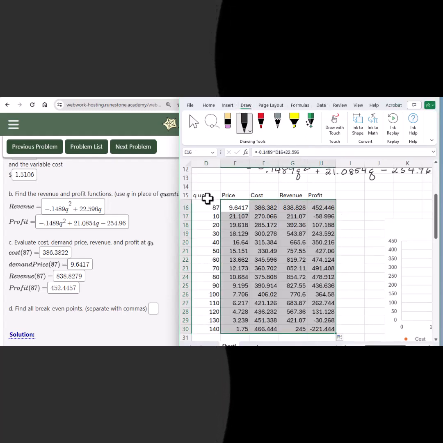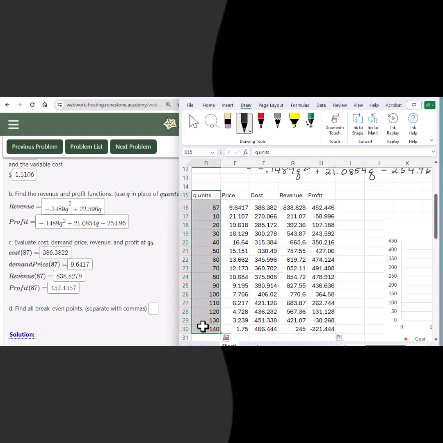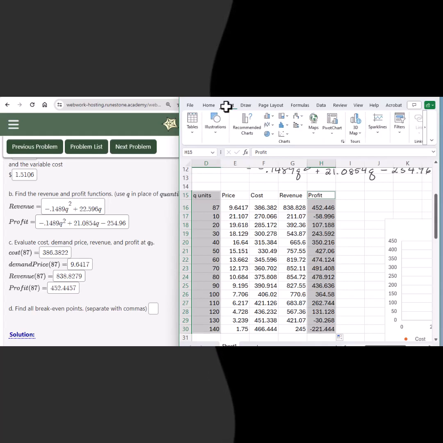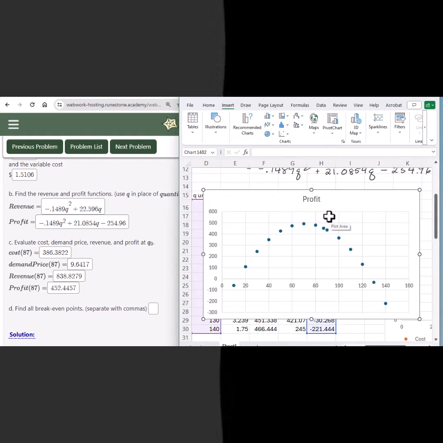This time I want to get a picture of it, but I only want to graph the profit function. So I don't need to send all of the data to be graphed. I'm just going to select the units and then hold down the control key, and I can select non-contiguous over here, profit column, and then insert a chart, scatter plot. There we go. And I should have a break-even point somewhere less than 20. And then the profit will equal 0 again, crossing the x-axis at about 130.